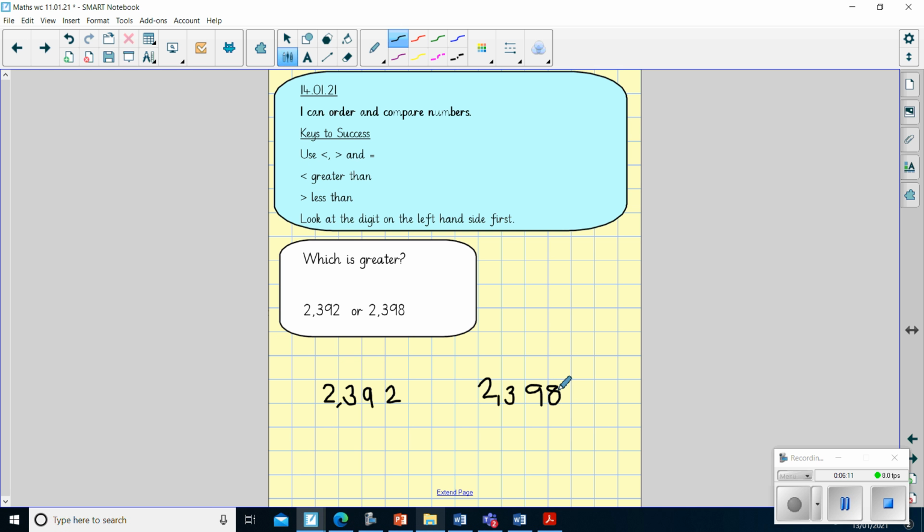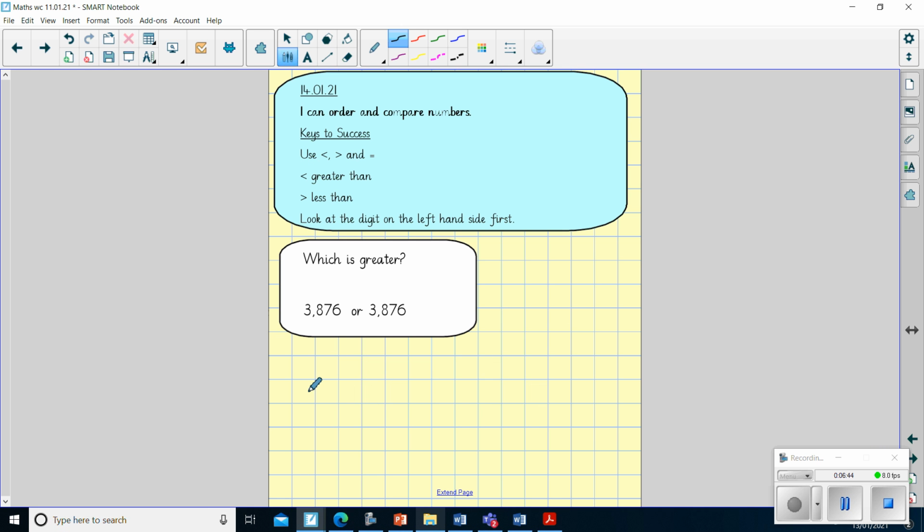Okay, so first of all, looking at my left hand side, my 2000s and 2000s are exactly the same. 300s doesn't help me to decide. 9 10s and 9 10s still doesn't help me to decide. So I'm down to my ones digits, 2 ones and 8 ones. So this number 2398 is the greatest. So this time my big crocodile mouth is pointing this way.